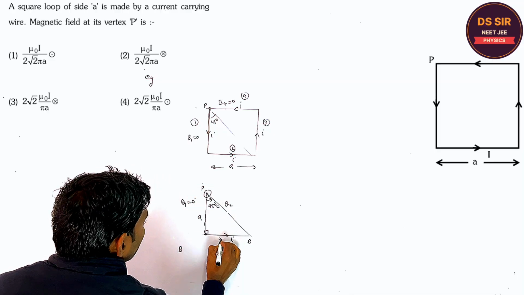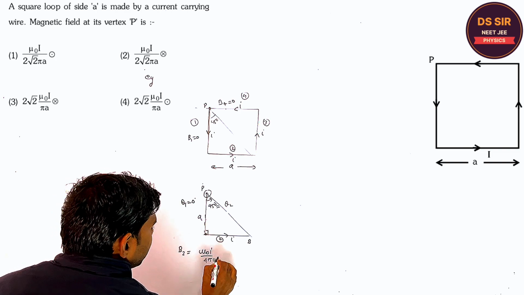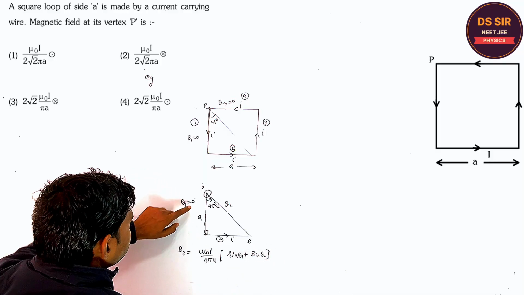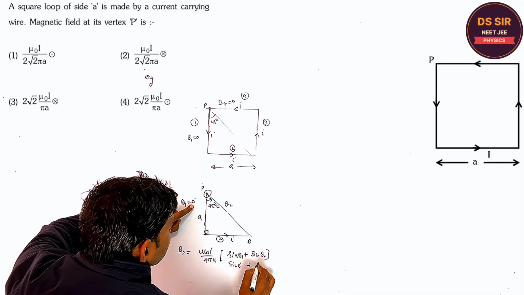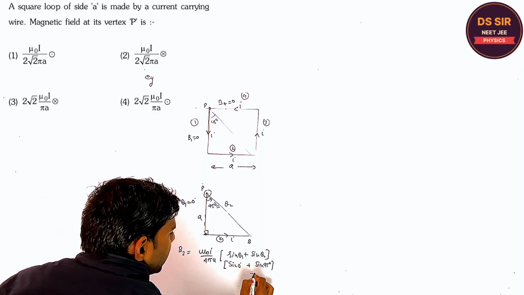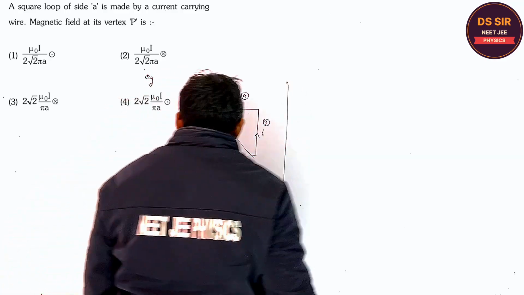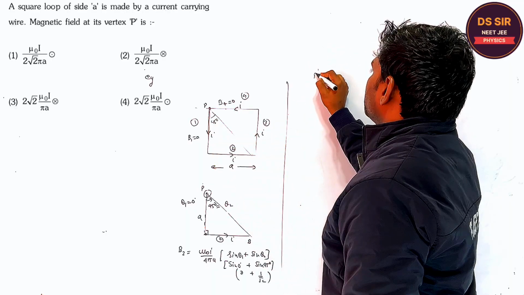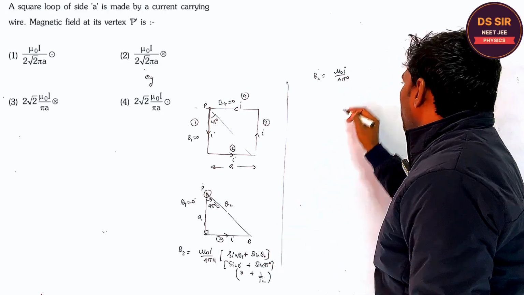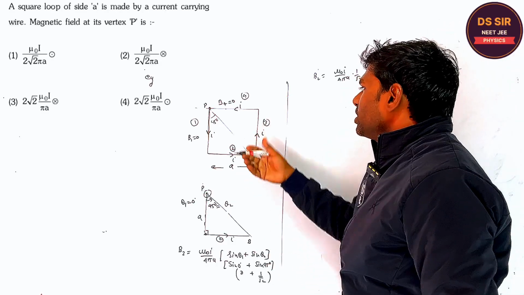So the B due to wire 2 is mu naught I upon 4 pi R, the value of R is A, sine theta 1 plus sine theta 2. It is sine 0, it is sine 45. Sine 0 is 0 and sine 45 is 1 by root 2. Are you getting or not? You tell. So therefore, B2, because of this part, is mu naught I upon 4 pi A into 1 upon root 2. Is it clear or not? Yes. Now we consider the third part.